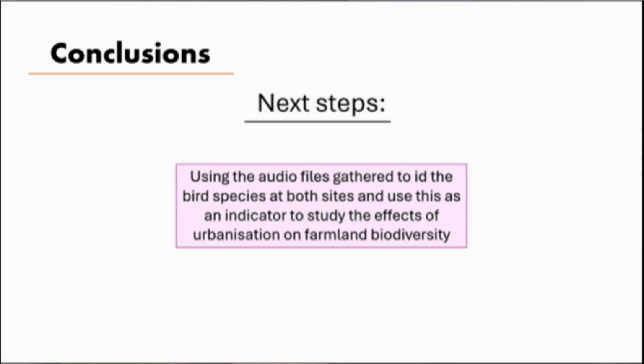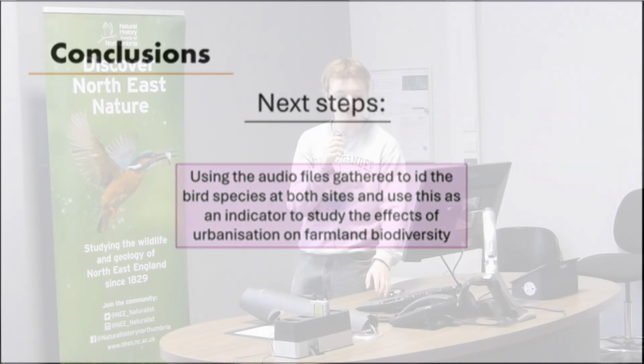I'm now looking to use the recordings I gather at the sites to fully ID the birds that are there, and I'm looking at the proximity of urbanisation on farmland areas instead. So Gosford Nature Reserve has a lot more urban proximity than Walsington, so I'm just looking at the comparison using the birds. So that's a more applied use of it.